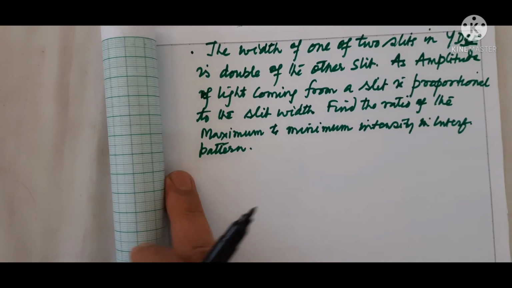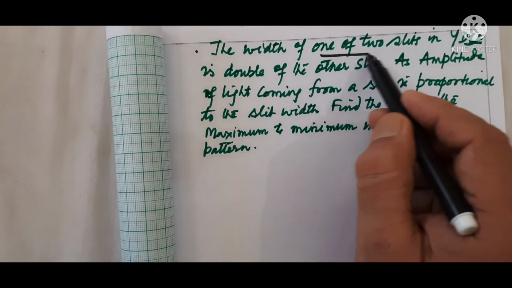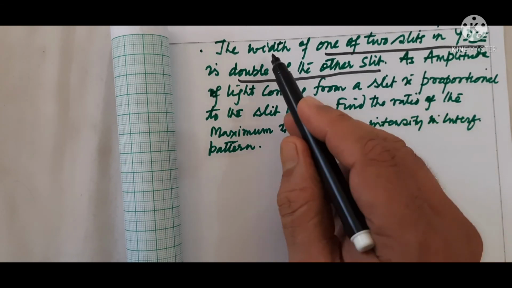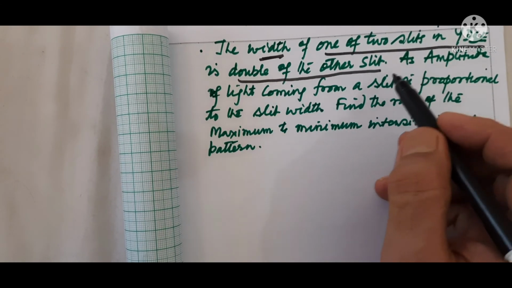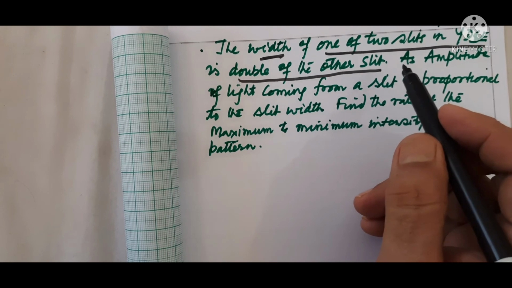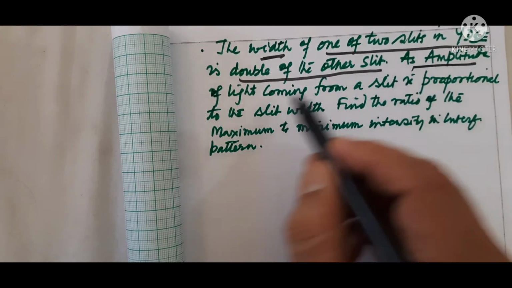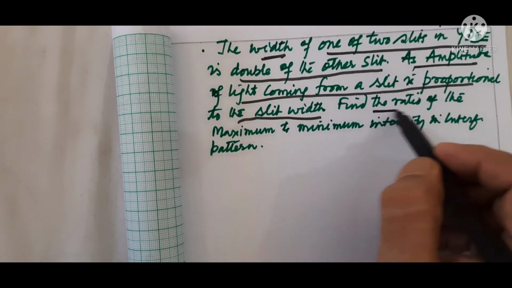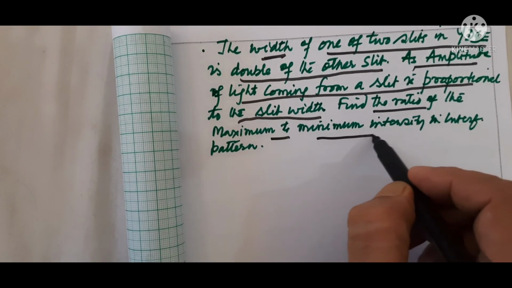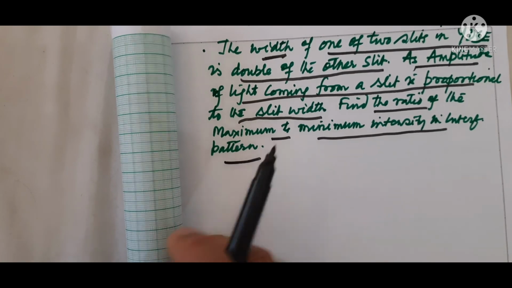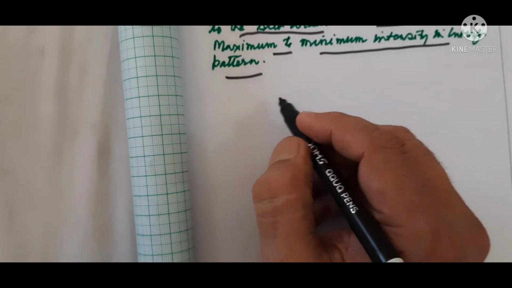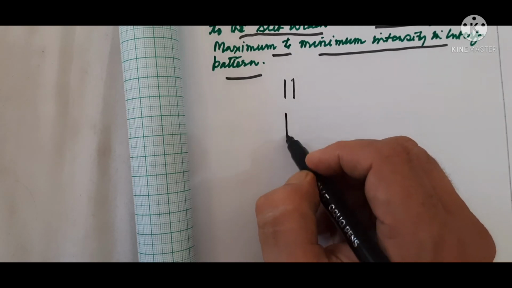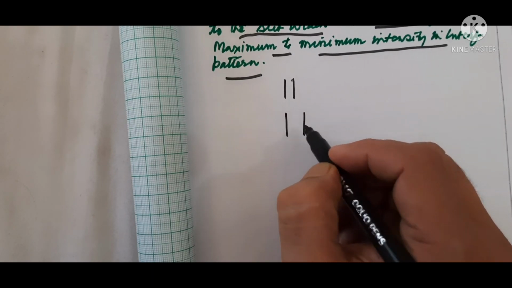Another important question: the width of one of the two slits in YDSE is double that of the other slit. Width is double. In the last question, it was the intensity that was double. As the amplitude of the light coming from a slit is proportional to the slit width, find the ratio of the maximum to the minimum intensity in the interference pattern. So here the width is like that. First one is like that, and the second one is this.